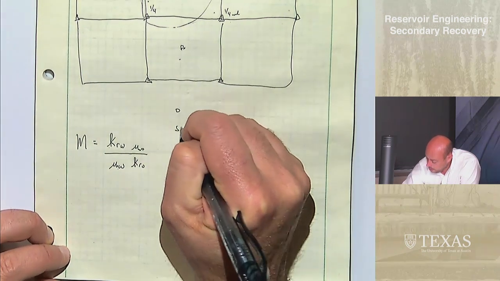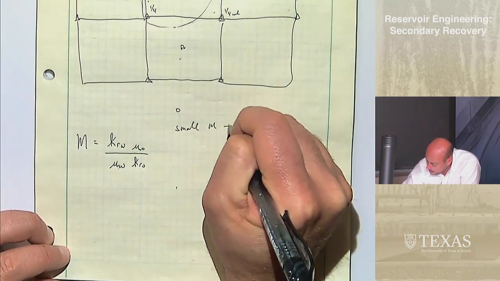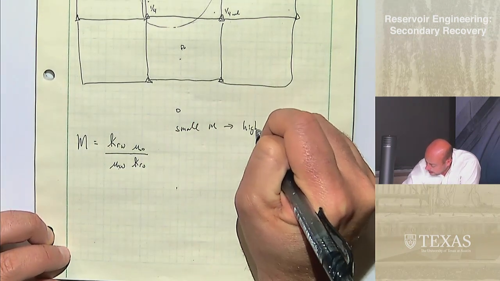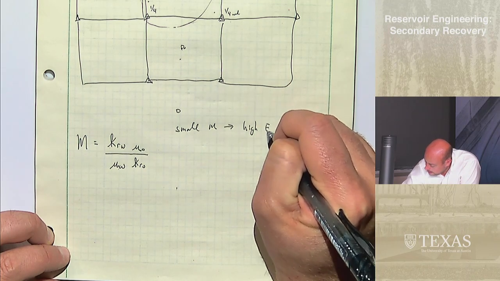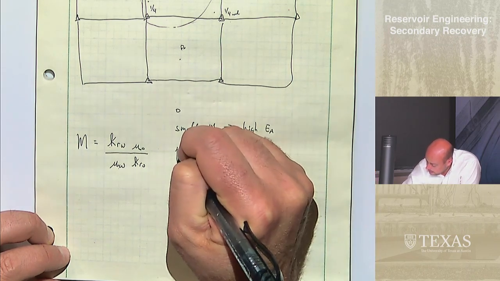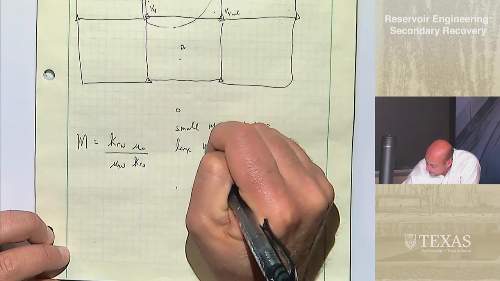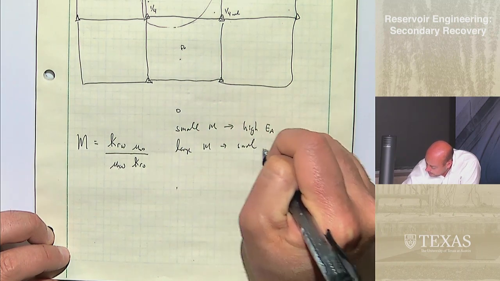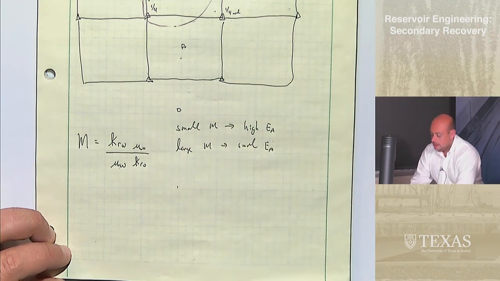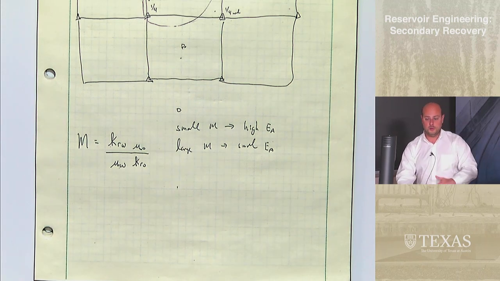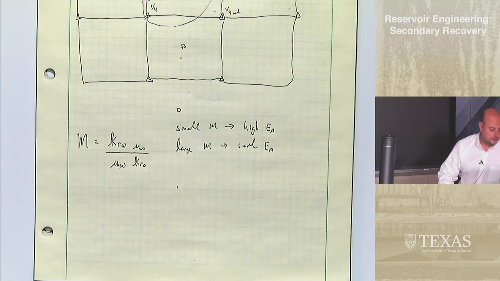So small M is high EA, large M is small displacement efficiency. That's true for the displacement efficiency as well as EA, the areal sweep efficiency.